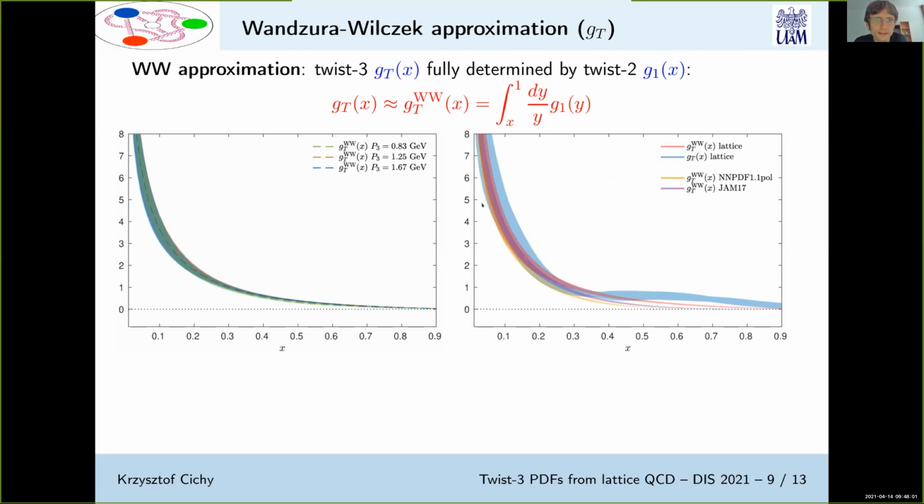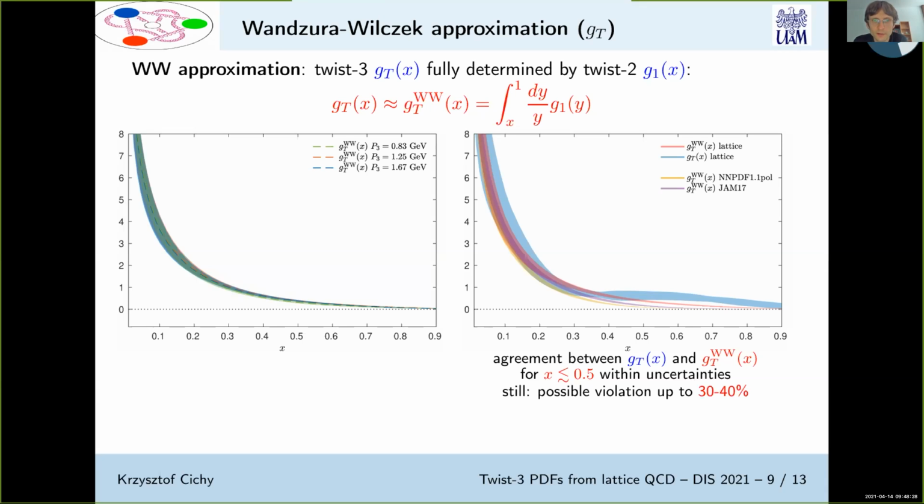So you can see that the WW approximation is indeed satisfied within uncertainties up to something like x equal 0.5. But then it's a bit unclear what happens here. This region of x might be subject to systematic effects. But even in this regime where the WW approximation is satisfied, there is still possible violation up to something like 30 or 40%, because the uncertainties, especially for GT, are quite large.